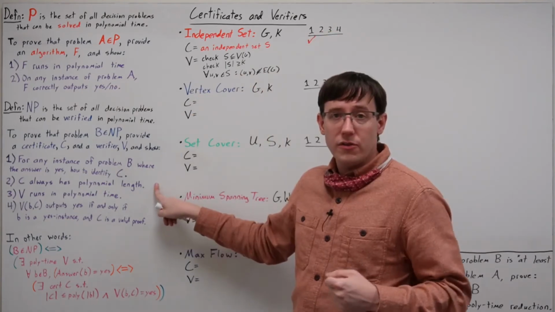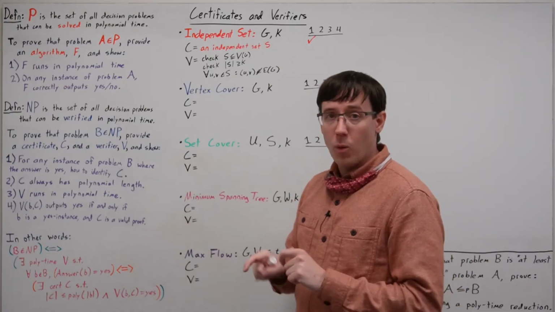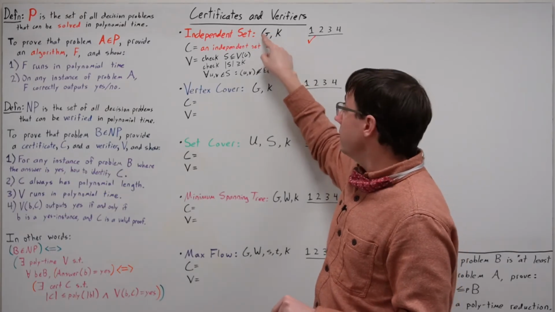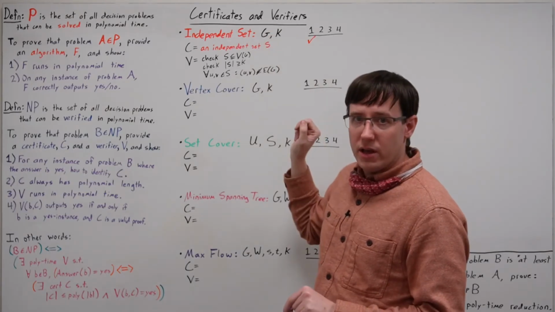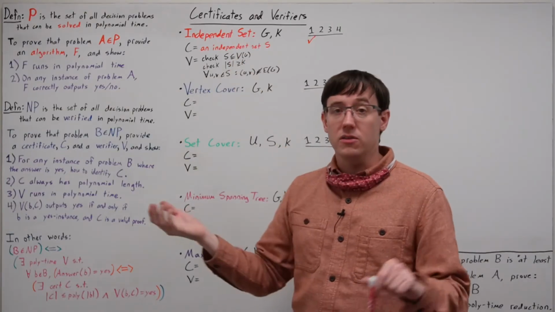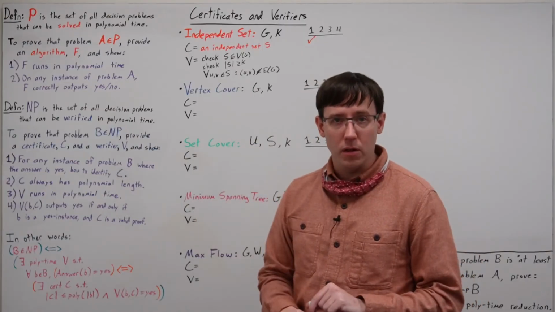Is it the case that the certificate always has polynomial length? Well, yes, because we were given all of the vertices and edges of the graph as input. Listing a subset of the vertices takes less space than the original input, so it's definitely polynomial.